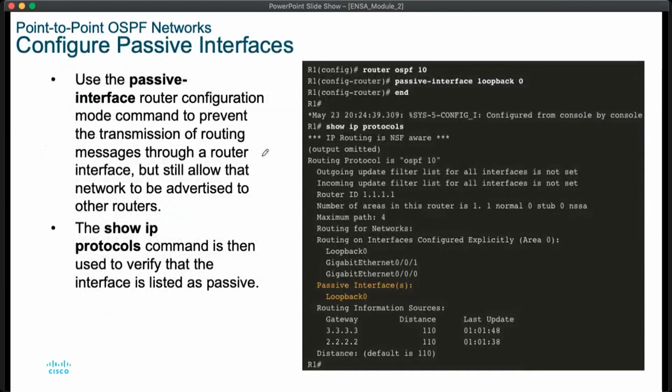So, configure passive interface. Using the passive-interface router configuration mode command prevents the transmission of routing messages through a router interface, but still allows the network to be advertised to other routers. The show ip protocols command is then used to verify that the interface is listed as passive. Okay, that's how we configure the passive interface.